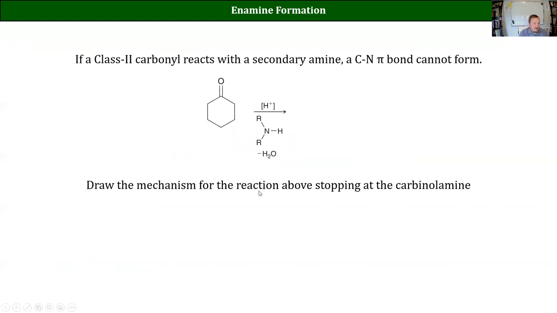If it's a secondary amine, then we're going to stop and go a different route once we get to the carbonylamine. So the carbonylamine was the equivalent of the hemiacetal, where we have an OH group still attached to the carbonyl oxygen, but then we've also added a new bond.